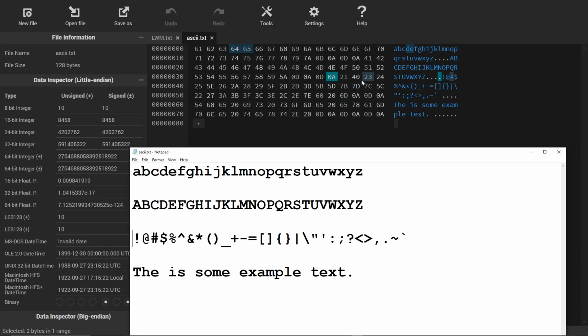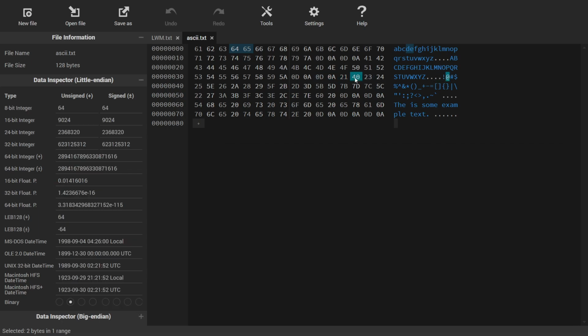So the special characters start right here. 21 is a special character, the exclamation point. 40 is the @ symbol. 23 is the hashtag, right?